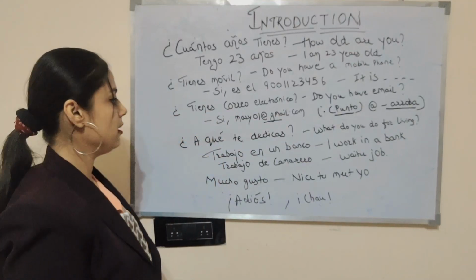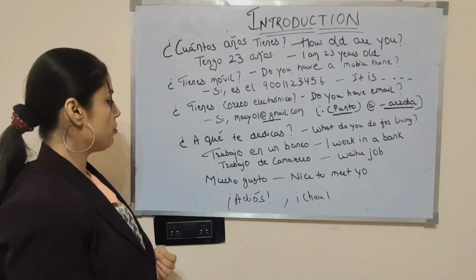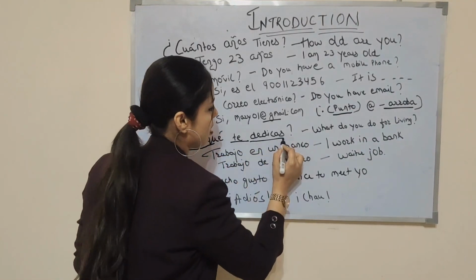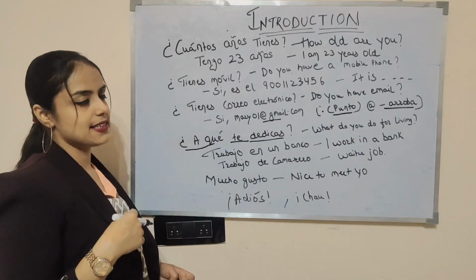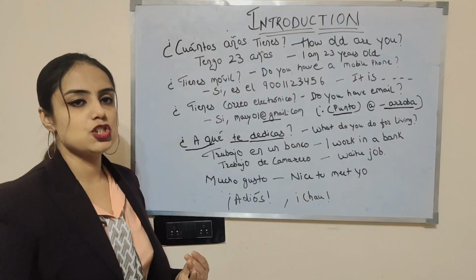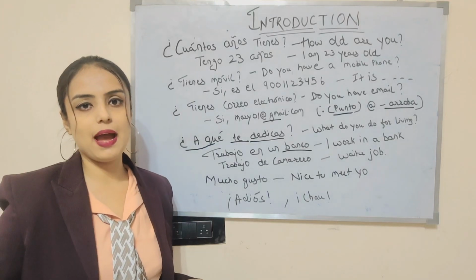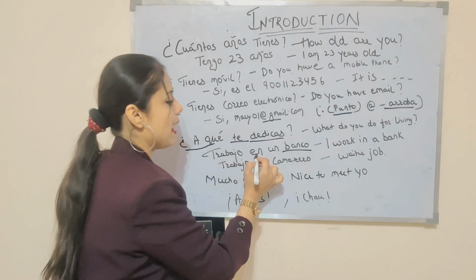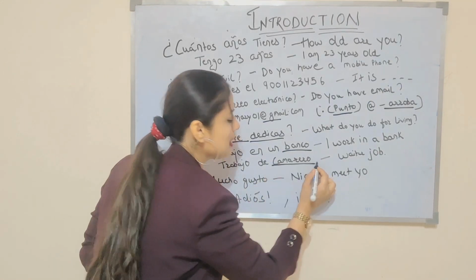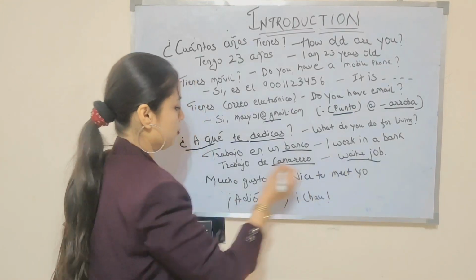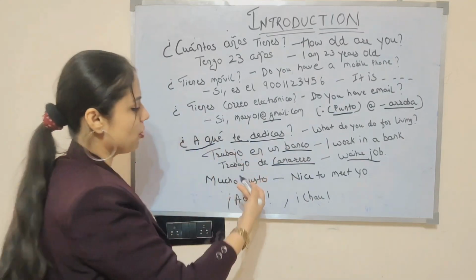Okay, then the next question, if you want to ask what do you do for a living, we will use ¿A qué te dedicas? A qué te dedicas, which means what do you do for a living. Let's say I am working in a bank, then I will say trabajo en un banco. Banco means bank. Trabajo means I am working, like in a bank, I am working in a school. So trabajo en un banco. Or here I have given one more example, trabajo de camarero. Camarero means waiter. Trabajo de camarero, I am working as a waiter. Trabajo en un banco means I work in a bank.